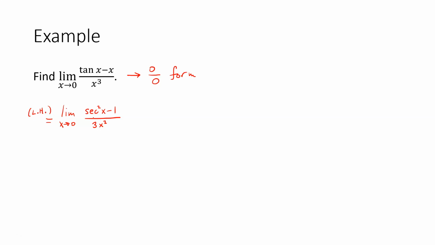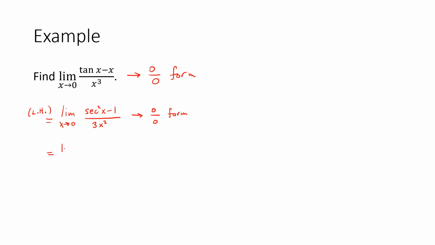Notice that it's still in the 0 over 0 form, right? Because we still have this expression, secant squared x minus 1 over 3x squared, is 0 over 0 still, because secant of 0 is 1, right? Okay, so it's still in the 0 over 0 form. I could check to see, is there something I could do algebraically to simplify this? Not really. So instead of trying to simplify this, let's just apply the rule again and see what we get.